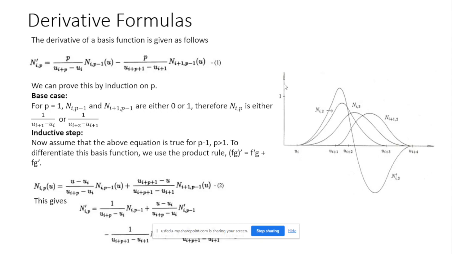The derivative of a basis function is given as follows: N'_i,p equals p by (u_i+p minus u_i) N_i,p-1 of u minus p by (u_i+p+1 minus u_i+1) N_i+1,p-1. We can prove this by induction on p.